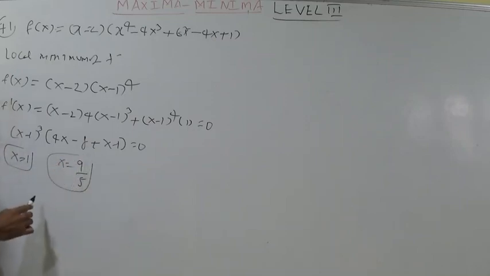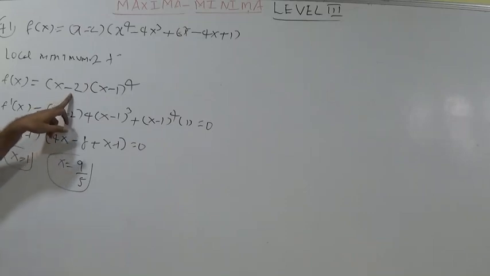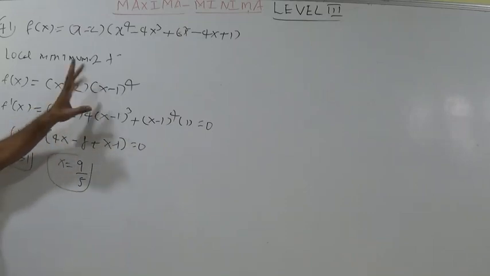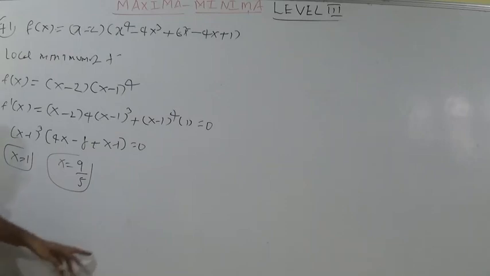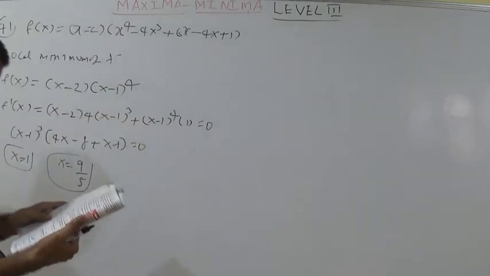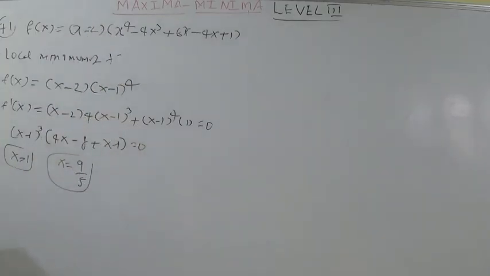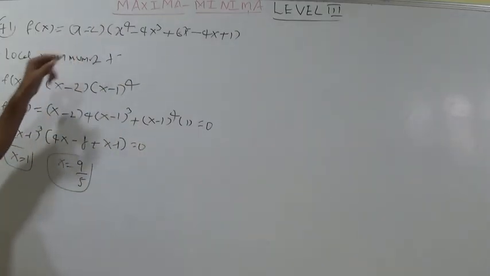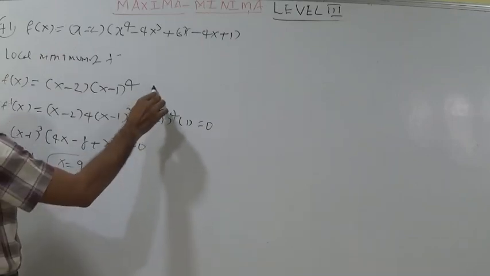If you put x is equal to 1, then 1 minus 2 is minus 1 and 1 minus 1 is 0, so the value is 0, and 0 is not given as an option. So simply substitute 9 by 5. Otherwise, if 0 were given, we would have to calculate the double derivative also. No need, since 0 is not used. So simply substitute the value 9 by 5 here.